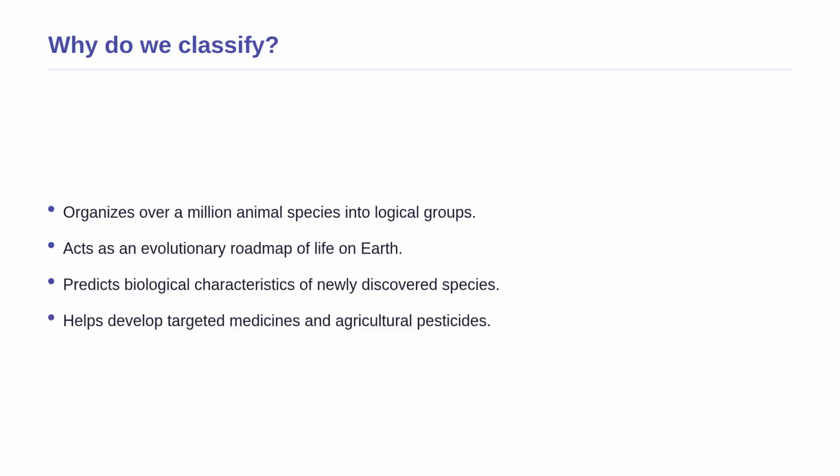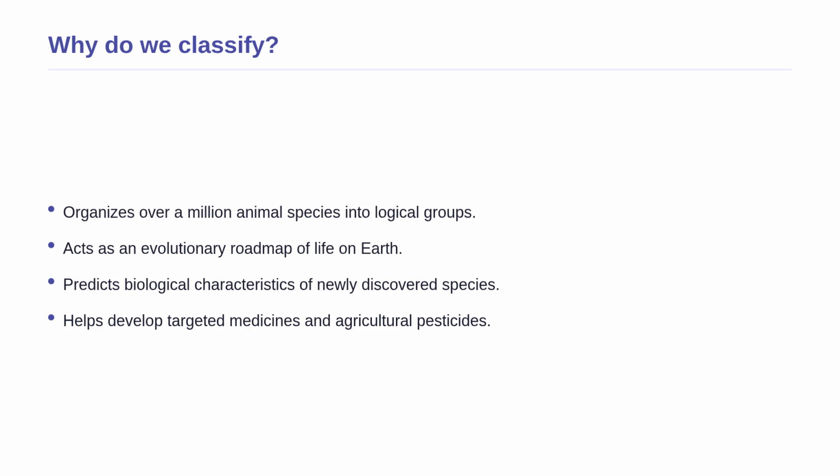Now that we understand the sheer scale of animal diversity, let us look at why classifying them is so important. Understanding the basis of classification is absolutely critical because it provides the evolutionary roadmap of life on our planet. Without this system, biology would just be an endless, unorganized list of animal descriptions with no logical connection.